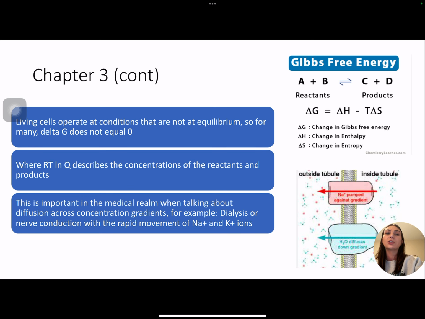Living cells operate at conditions that are not at equilibrium, so for many bodily systems, delta G does not equal 0. This is where RT times ln(Q) describes the concentrations of reactants and the products. This is important in the medical realm when talking about diffusion across concentration gradients. For example, dialysis or nerve conduction relies on the rapid movements of sodium and potassium ions through a concentration gradient. We can see in the bottom right picture, we have two tubules, an outside and inside tubule, showing that sodium is being pumped against the concentration gradient to get to the other side, as well as water diffusing down the concentration gradient.